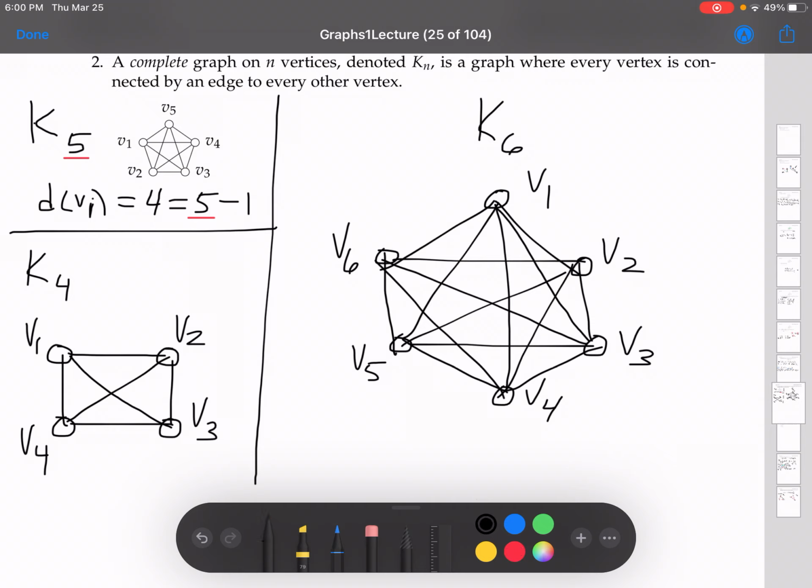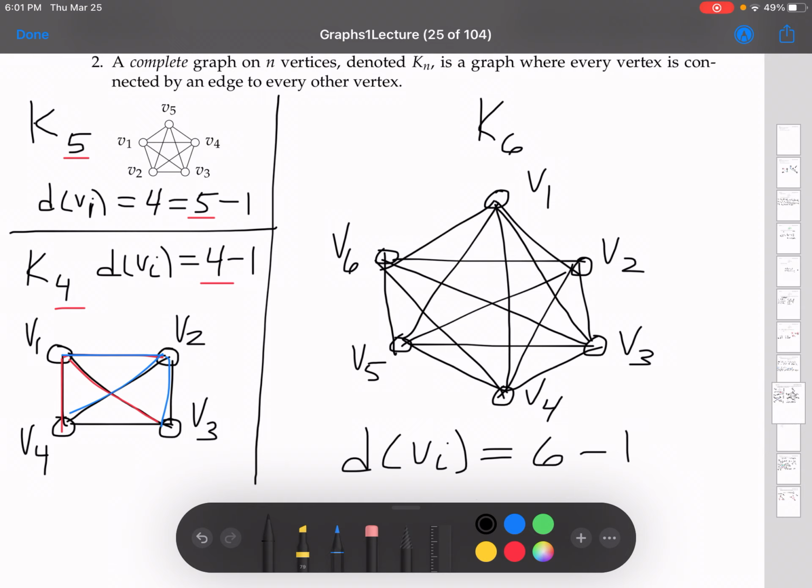Now looking at K4, notice that the degree of Vi is equal to 3 for any i between 1 and 4 inclusive. Right, let's see. V1 is connected to 3 others by an edge. V2 is connected to 3 others by an edge, and so on. So the degree of Vi in K4 is 4 minus 1, otherwise known as 3. And again, you can see this here. And the same thing happens in K6. The degree of Vi is 6 minus 1. And let's just check that for V4 here: 1, 2, 3, 4, 5, otherwise known as 6 minus 1. And so you can see that those go together there.